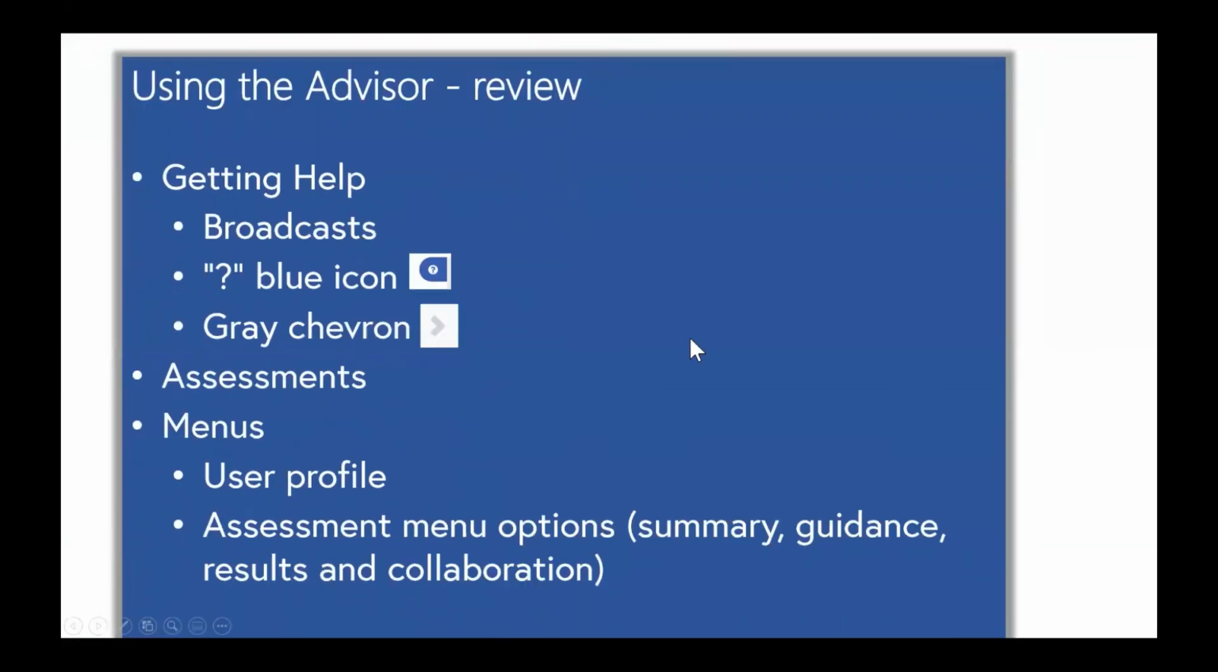So to recap, if you want to get help, you have the broadcasts when you go on the system for the first time, and you can always pull them up again. You have that little icon with the question mark where you can get additional help related to the page you're on. And anytime you see a gray chevron, if you click on it, there's additional information. The system's built around assessments. So when you click on an assessment, you'll get more menu options, and those are based also on your user permissions. And in the menus, you have your user profile, and then you have the assessment menu options, the summary, guidance, results, and the collaboration menus.